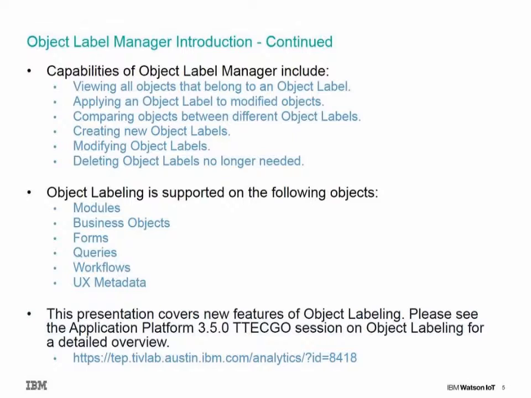The capabilities of Object Label Manager allow you to view all objects that belong to a particular object label. It allows you to apply a label to modified or new objects. You can compare objects between different object labels. You can also modify object labels and delete object labels that are not needed.